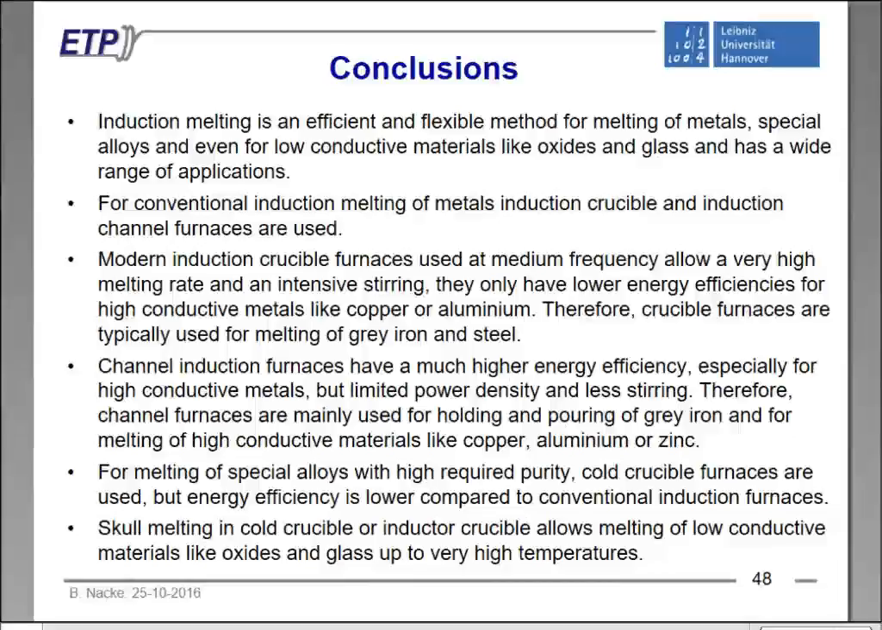For melting of special alloys, which require high purity, crucible furnaces are used, but energy efficiency is lower compared to conventional induction furnaces. And finally, the skull melting in crucibles or inductor crucible allows melting of low conductive materials like oxides and glasses up to very high temperatures.